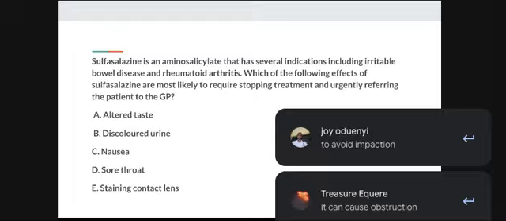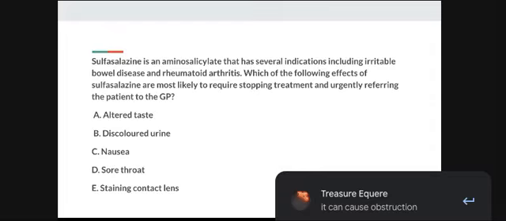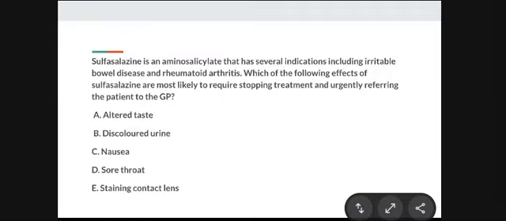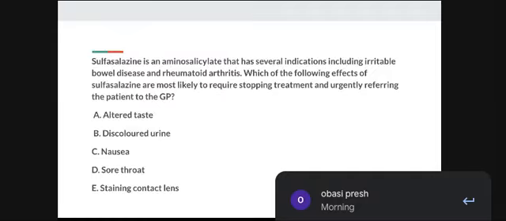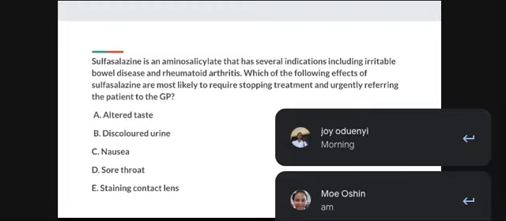With regards bulk laxatives, what time of the day do we advise patients to take it? Is it in the morning or at night? When shouldn't they take it? Yes, it should be avoided at bedtime. Bulk laxatives should be avoided at bedtime.